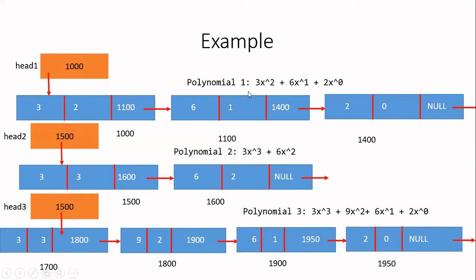Similarly, you create the representation for the next polynomial also. So in the next polynomial, I have two terms. Now, what we have to do for the resultant polynomial? Just focus here. First, I have to start with the head 1 and then head 2. I have to compare only the power. First, I should not compare any coefficient. I have to compare only the power.